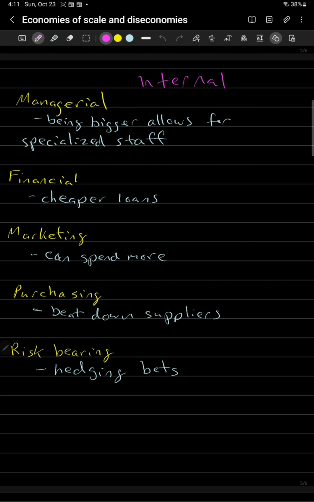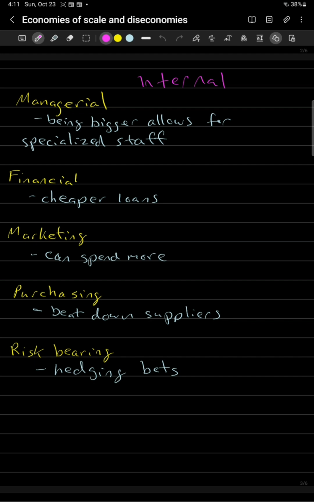Marketing. You can spend more money. Oh, wait a second, how does spending more money mean you're saving money? It's not that you're saving money, it's just cheaper. If you're a small little place, your advertisements are going to be small. It's going to be more expensive. But the net per person that sees your advertisement, imagine you're a big company.